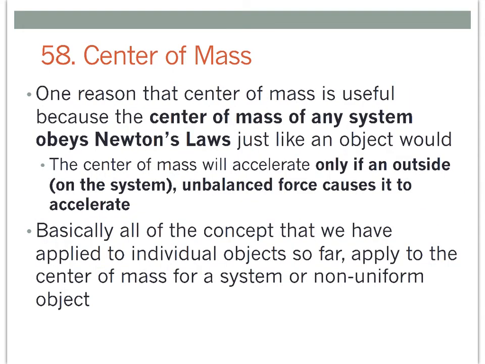So one of the reasons why center of mass matters, or why it's useful, is that the center of mass of any system obeys Newton's laws. So all those things we talked about thus far related to the motion of objects, free fall, Newton's laws, all of those ideas are valid for a system of objects if we're worried about the center of mass. One basic example would be the center of mass of a system will accelerate only if unbalanced forces on the system cause it to accelerate. So just like an individual object will accelerate if there's unbalanced forces on it, the center of mass of a system will accelerate if there's unbalanced forces on it.